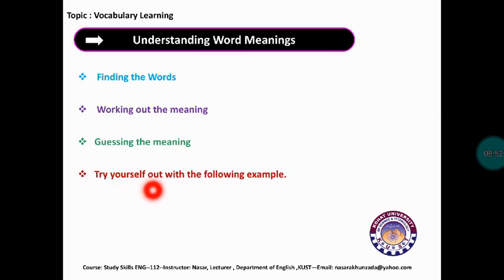Try yourself out with the following example. Imagine that the new word which you have just met in your reading, Quikka, which is a real word in a language you probably don't know.